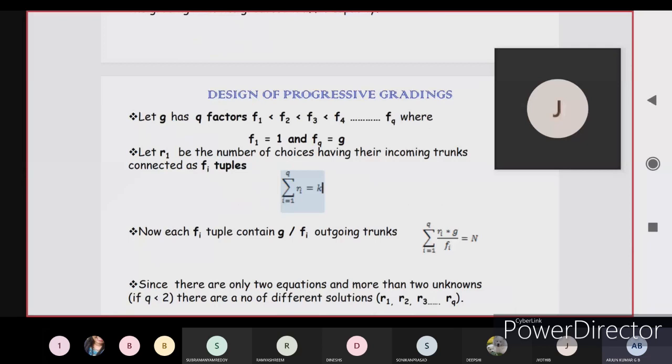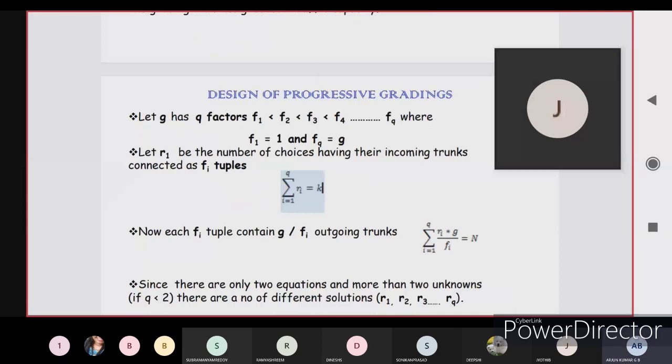We'll get it like R1, R2, R3, R4. These are solutions. By using this equation, the summation of i equal to 1 to Q of Ri into G into Fi is equal to N, we'll get some equations for different Q values. Q is equal to 1, 2, 3, 4 and so on. Each equation gives a different number of solutions like R1, R2, R3, RQ.